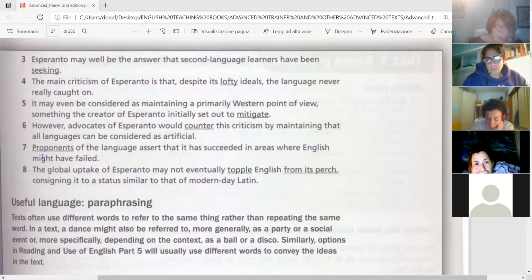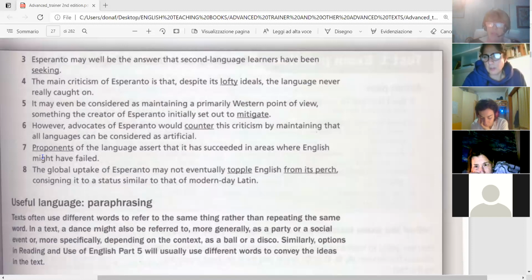The global uptake of Esperanto may not eventually topple English from its perch, consigning it to a status similar to that of modern day Latin. Okay, topple from its perch. It's like to get on top of something, not literally, but metaphorically. I know the meaning in Italian, in English I don't know how to explain it.